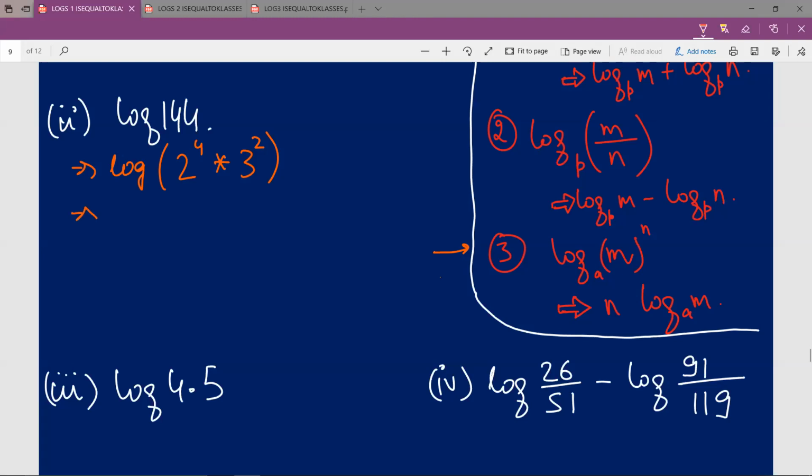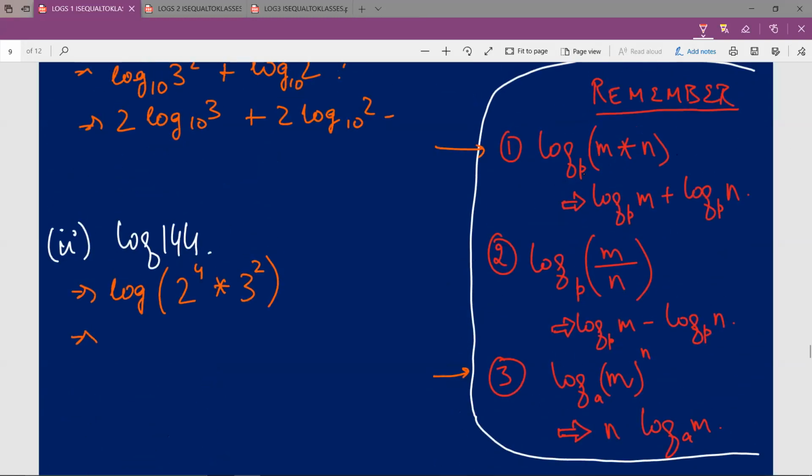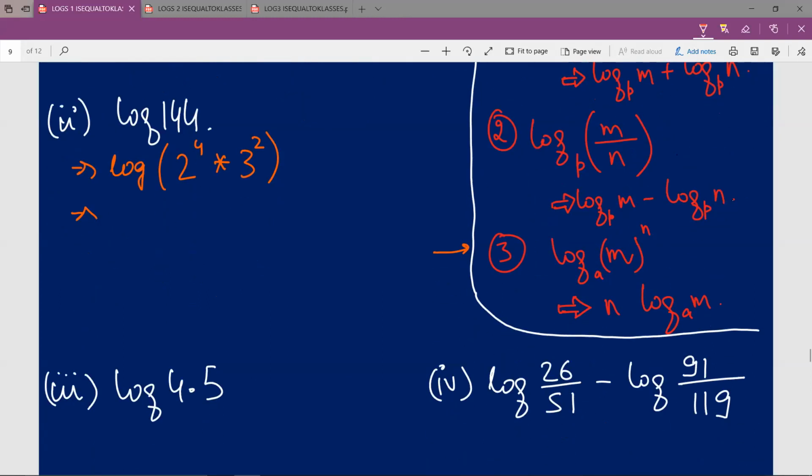And using the first law over here, log of m into n to the base p is equal to log of m to the base p plus log of n to the base p. So I could write this as, now again, there is no base mentioned here, so I'll write 10 just in case. And with the help of the first law, I can write this as log of 2 raised to the power 4 to the base 10 plus log of 3 square to the base 10.